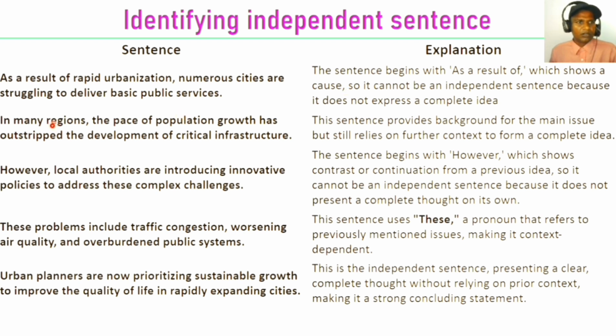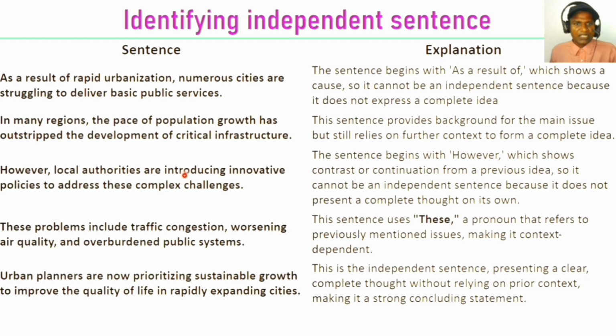Look at another. In many regions, the pace of population growth has outstripped the development of critical infrastructure. This sentence provides background for the main issue but still relies on further context to form a complete idea. So this type of sentence will not give us the full meaning. This type of sentence always depends on another sentence for its meaning. So this sentence will not be an independent sentence. Look at another.